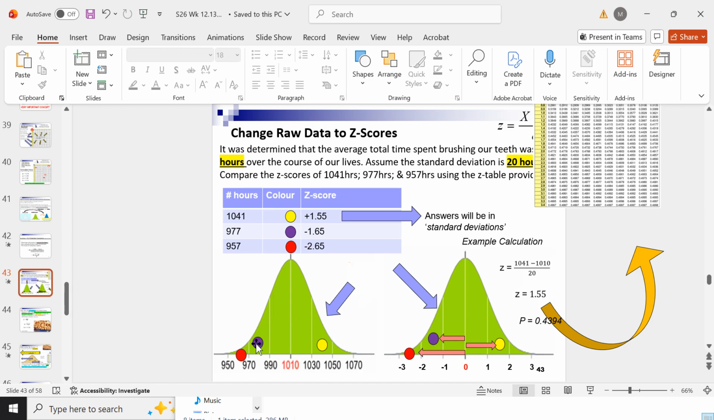You will see there that the purple dot 977 has a standard deviation of negative 1.65. You can do the mathematics. You plug 977 into the Z formula, you get a Z value of negative 1.65. Negative 1.65 is right there, which looks exactly like that one. 957 hours brushing your teeth corresponds to a Z value of negative 2.65, and you'll see it's in the same spot.